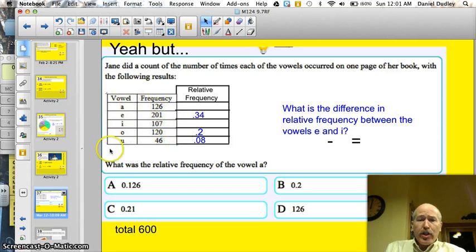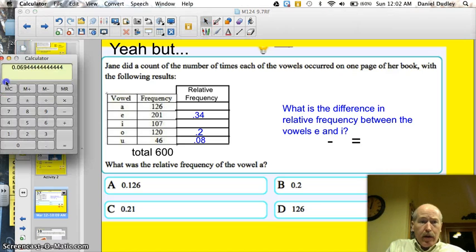So you're going to get questions about charts like this. They're going to say, what was the relative frequency of the vowel A? Well, the only way you can figure that out is if you add all of these numbers up, because you have to know out of how many vowels there were 126 A's. So I'm going to help you with that. The total is 600. So we want to know what was the relative frequency of the vowel A.